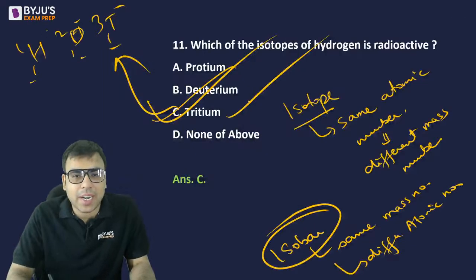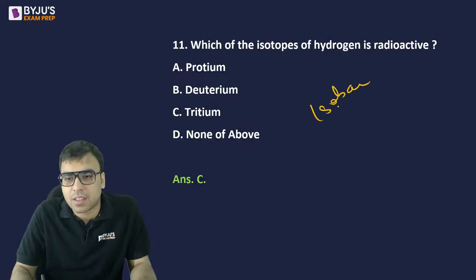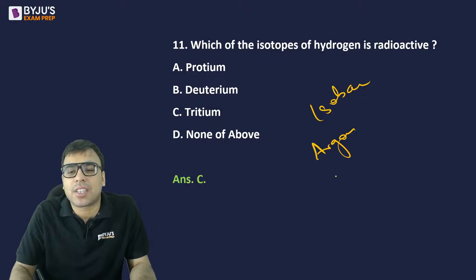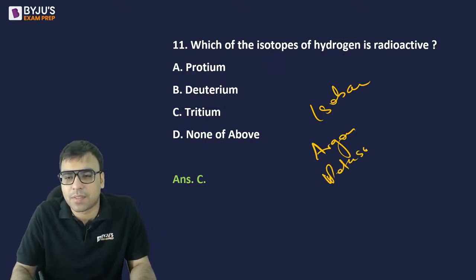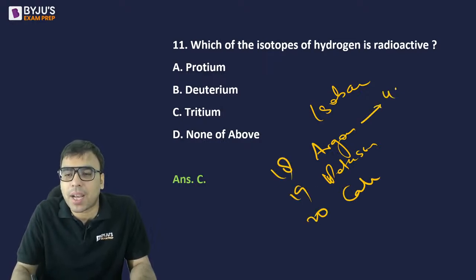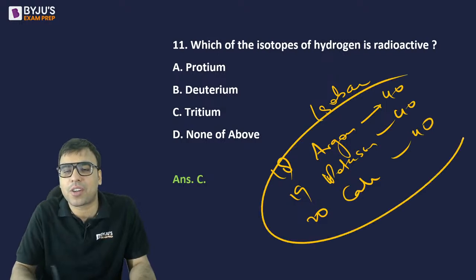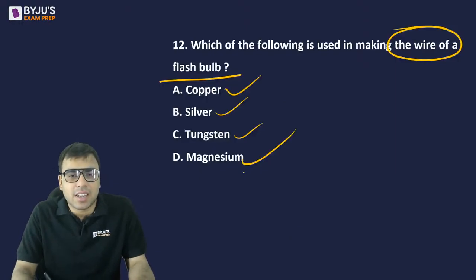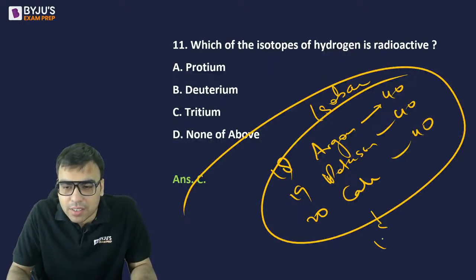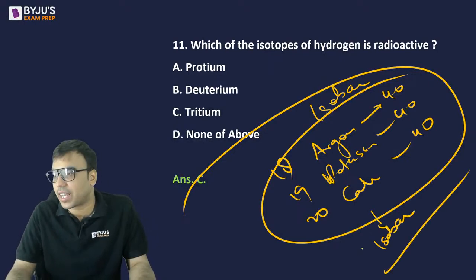Okay, you don't know the example of isobars. Argon, potassium, calcium. Potassium, calcium. Okay. 18, 19, 20. These are the atomic numbers, and the mass numbers are 40, 40, 40 in all the 3. Okay. So that is called isobars.